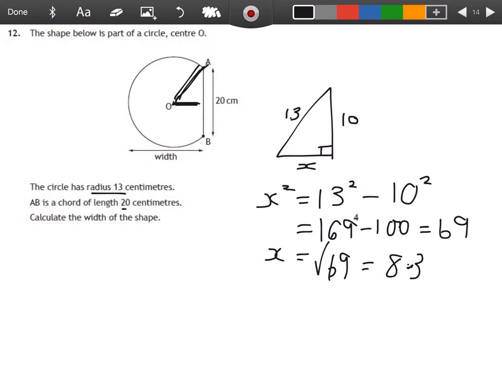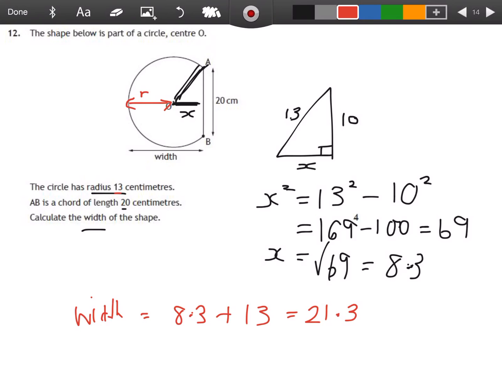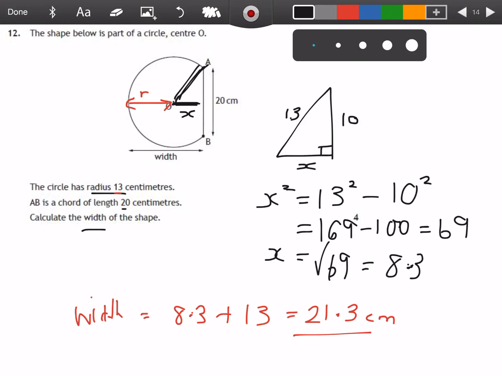This is not our final answer though. The part that we've just worked out is this part here. The question was find the width. So the width is this bit as well as the length of x, which was just worked out. That bit there that I've put in the diagram in red, that is just the radius. So the total width altogether is the 8.3, which was the x value, add on the radius, and the radius is 13. And is it metres? Nope, centimetres. Always put your units in, please.